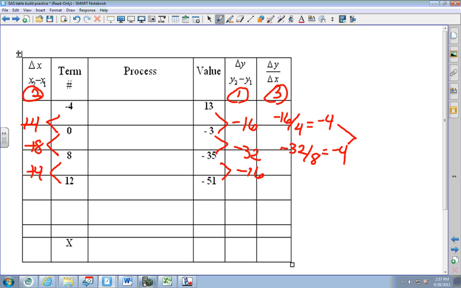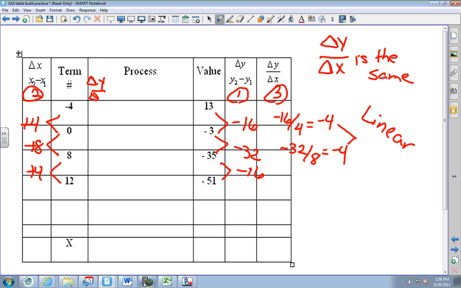See how these are the same? This means that it is linear. They are linear when delta y over delta x is the same. So let's put delta y over delta x, which remember the other name is the coefficient. So I'm going to put -4 in this column here. -4. Now what comes next?